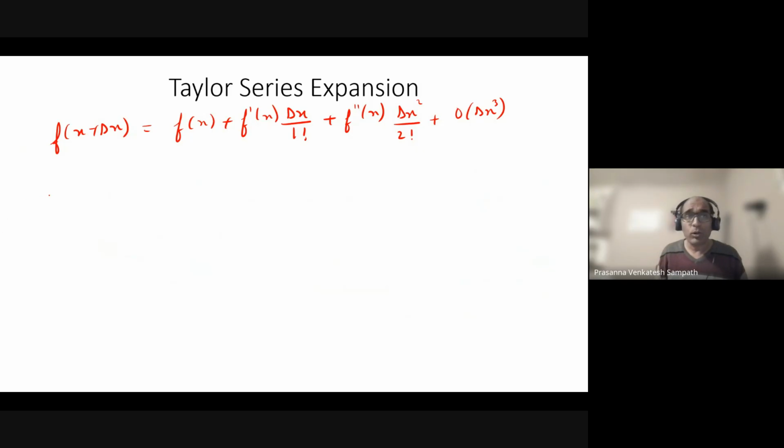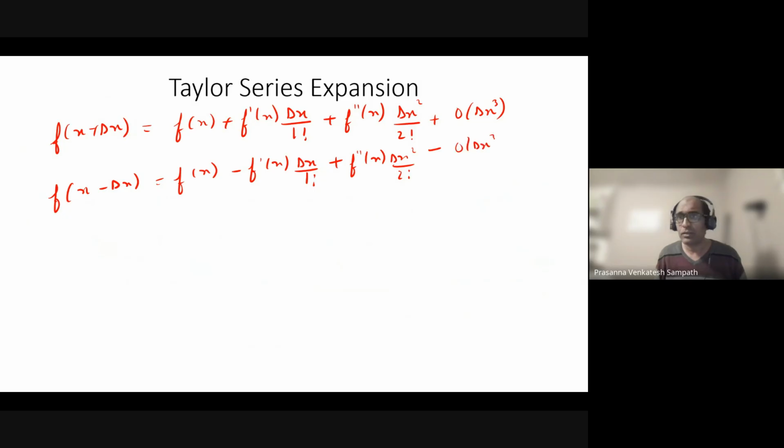Now, if I want to know what f of x minus delta x is, it will look very similar to this. It will look like this: f of x minus f prime x into delta x by 1 factorial plus f double prime x into delta x square by 2 factorial plus, minus order of delta x cube terms.